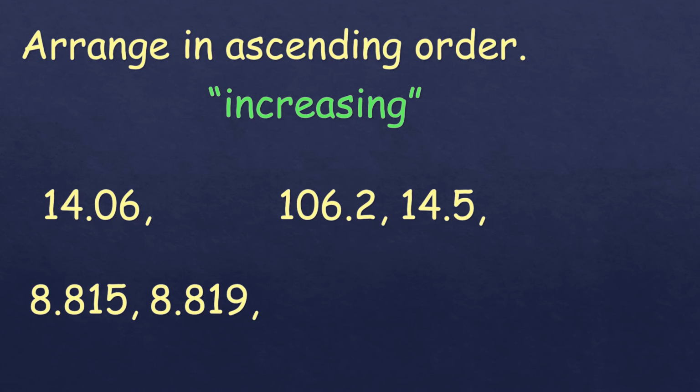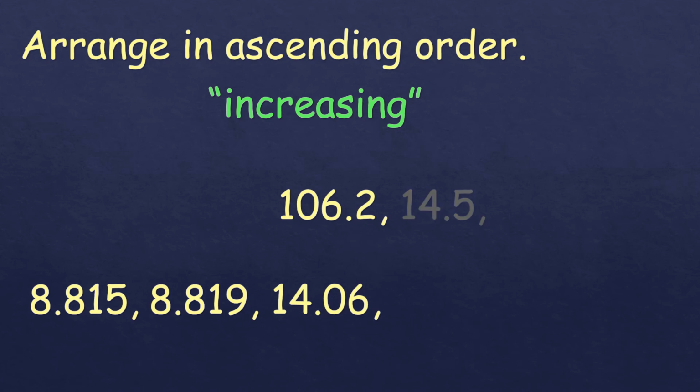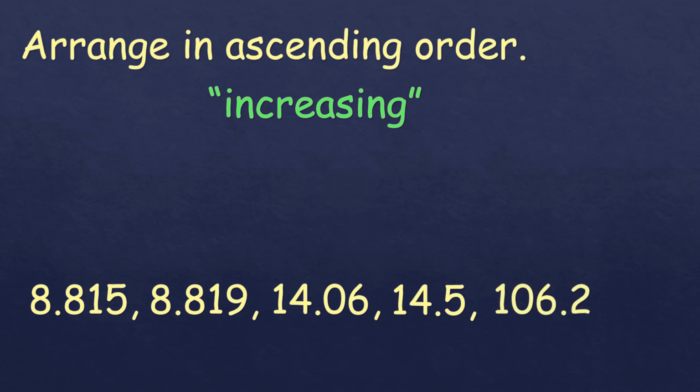Now it's either the 14.06 or 14.5 because they have only up to tens place. So here they are both having 14 in a whole number, but in the tenths place it's different, it's 0 and 5. So of course the one with 0 is smaller, so we're going to choose that to be the next number, and then the 14.5. So what's left is this having a hundreds place in the whole number, so it's 106, so it will be the biggest. So that's increasing or ascending order.